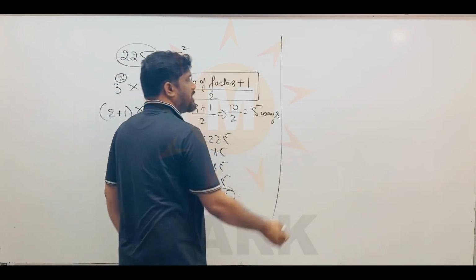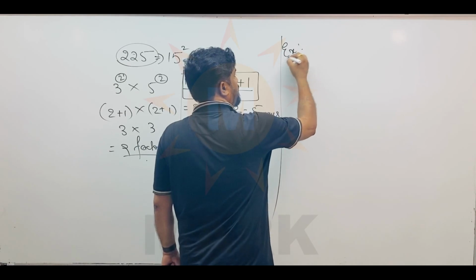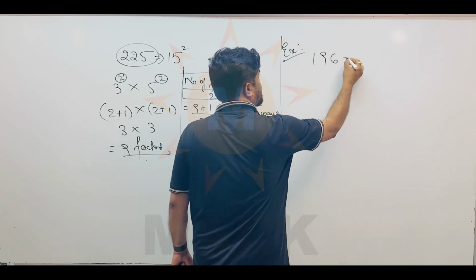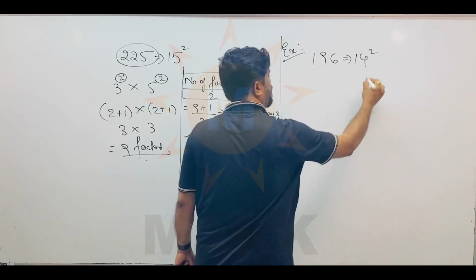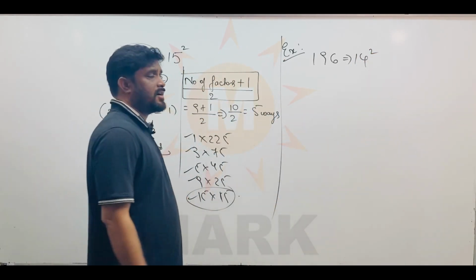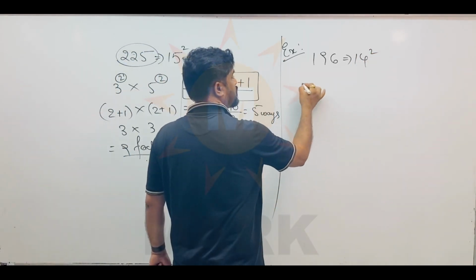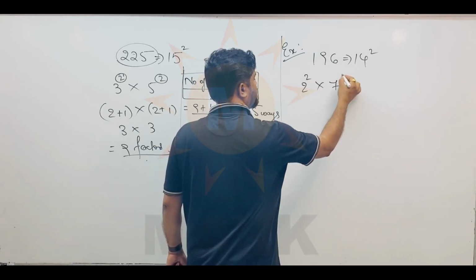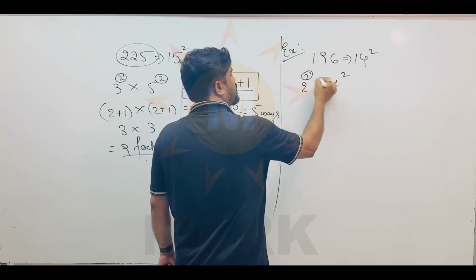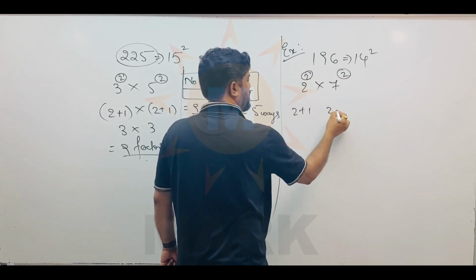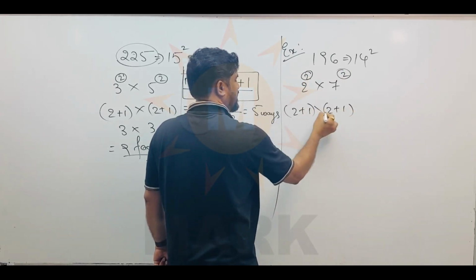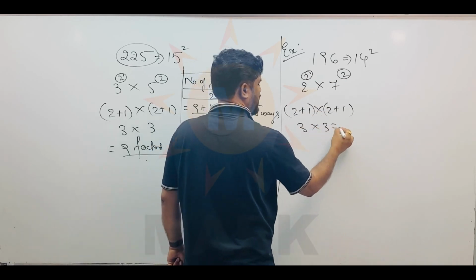Just for an example, I will take one more perfect square number. Easily we will do it. 196. 196 is nothing but 14 square. That is 2 square into 7 square. Okay. So that means 2 and 2. 2 plus 1, 2 plus 1. So that is 3, 3 into 3. That is equal to 9 factors.